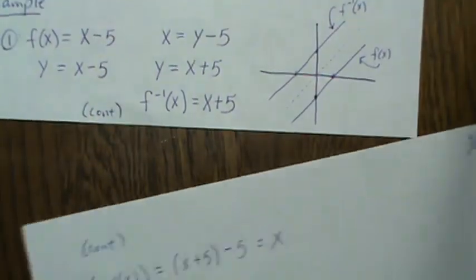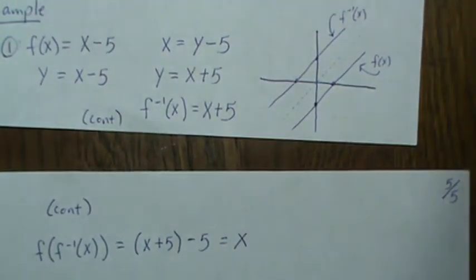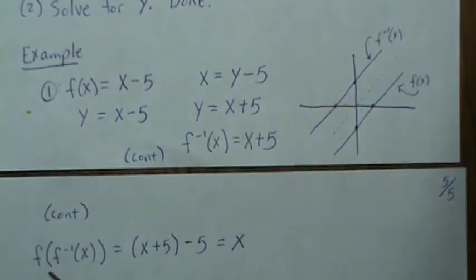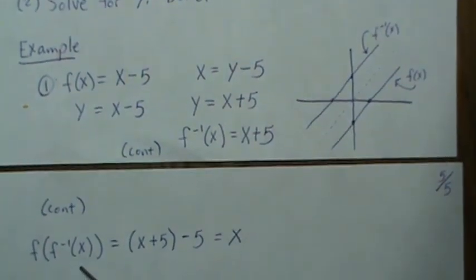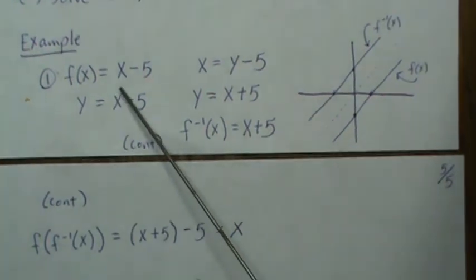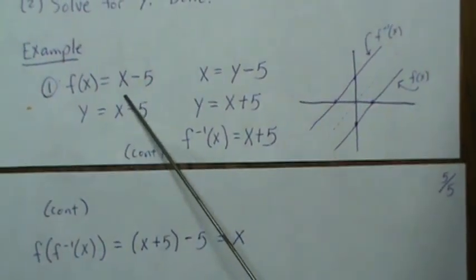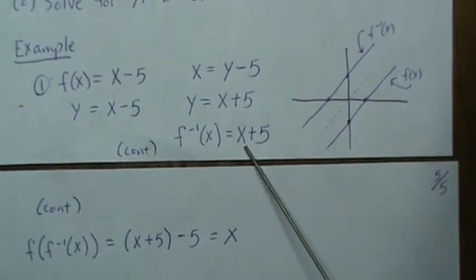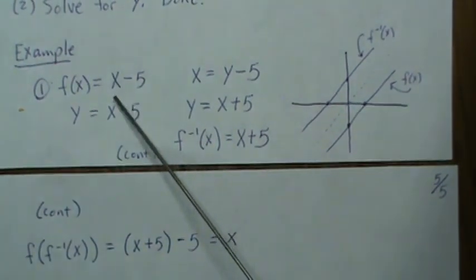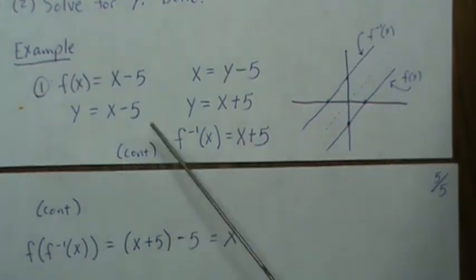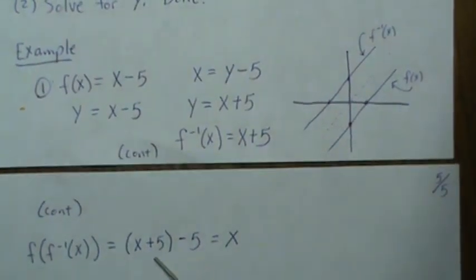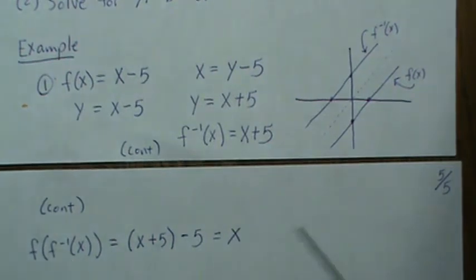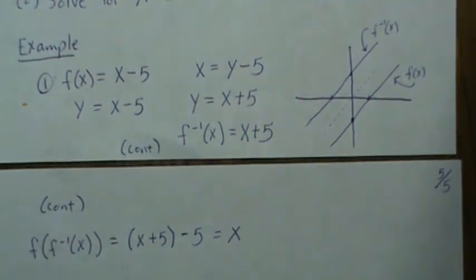But how do you show that it's an inverse? You have to plug in f of f inverse of x. So if this is f of x, x minus 5, and this is f inverse, you put in x plus 5 in that x, and that's what this is, and then the minus 5 is here. And now we solve this, the 5's cancel and leave x. So they are inverse functions of each other.